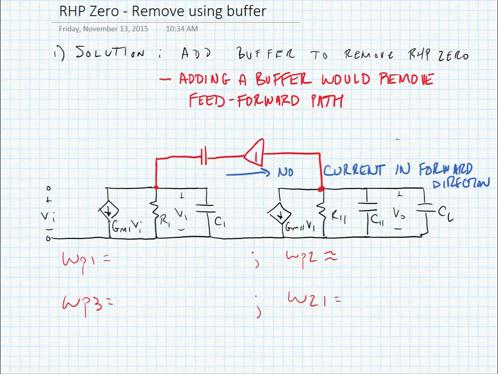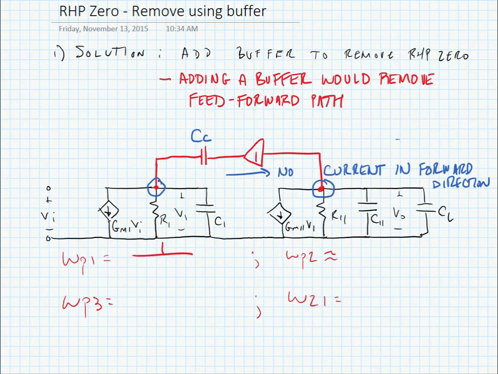All right, so we have our compensation capacitor CC. We have a buffer that's keeping current from feeding forward from the internal node to the output node. Now we solve this buffer the same way we did before. We would do KCL at our node 1 and node 2. And if we do so, we would find the following poles and zeros.